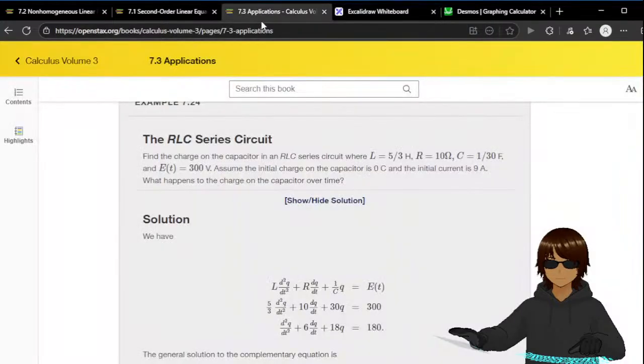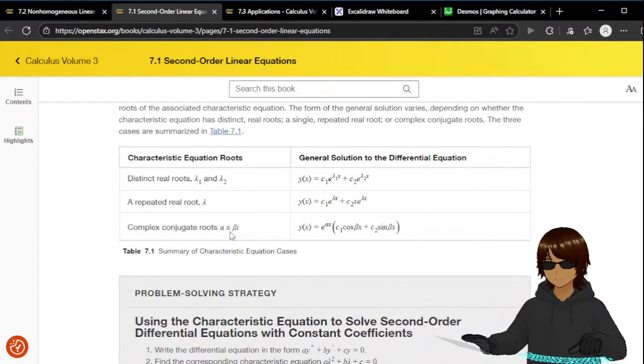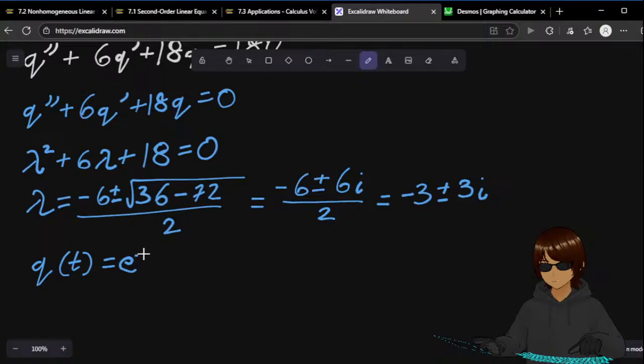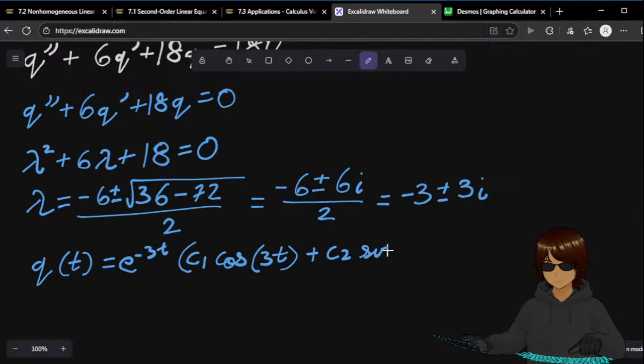So then the solution becomes Q(t) is equal to, with alpha and beta, e to the power of minus 3t, C1 cos 3t. Well, actually, it's t, not x. Plus C2 sine 3t.